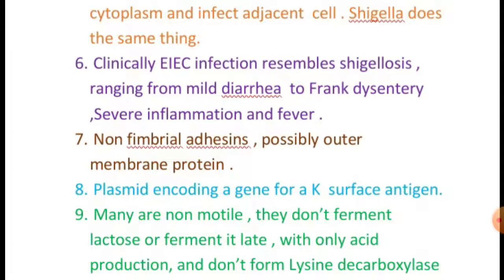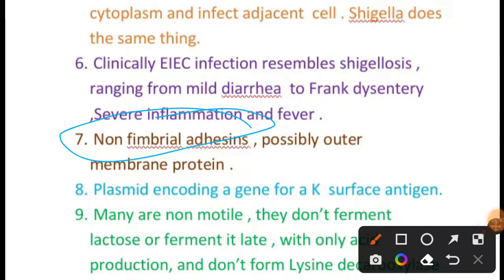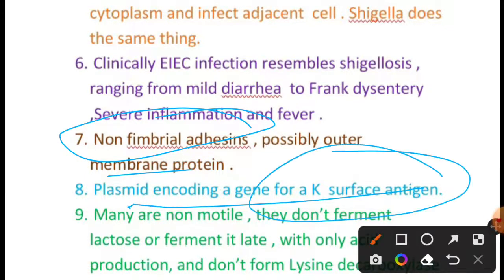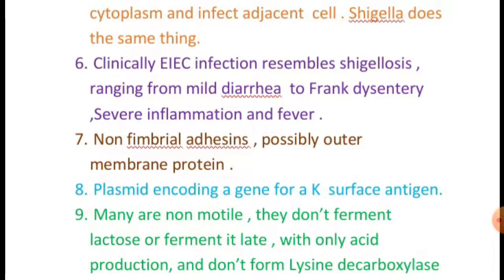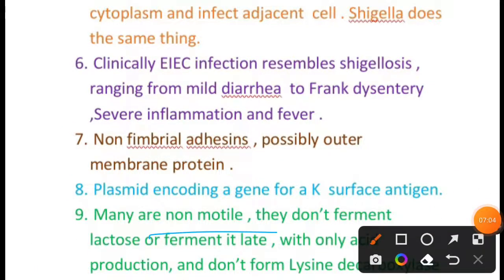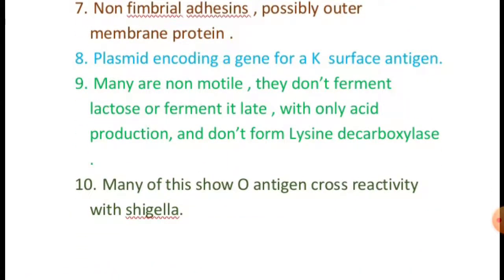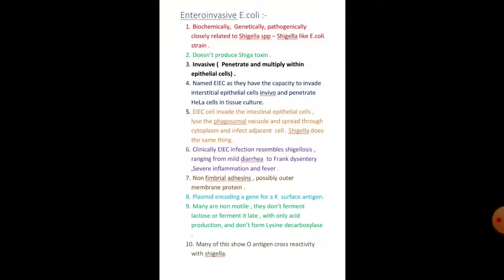They have non-fimbrial adhesin and possibly an outer membrane protein, and they have the K surface antigen on a plasmid that they have acquired. So it is obvious that this plasmid is a pathogenicity island, right? Because they have acquired it. They are non-motile and they do not ferment lactose or ferment it late, and they do not form any lysine decarboxylase, which creates a problem in diagnosis. Many of these show O antigen cross reactivity with Shigella.